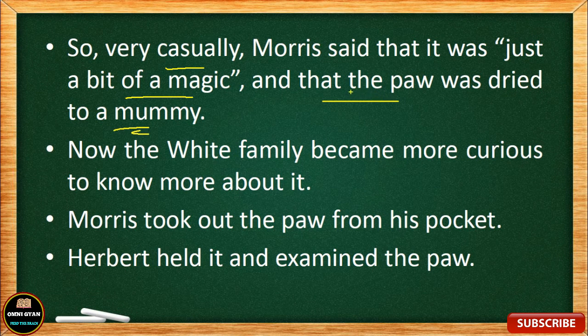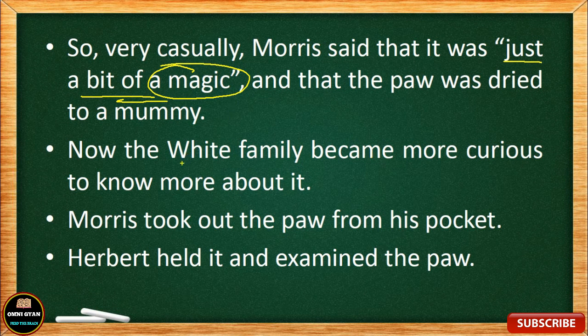Mummified मतलब उसको कपड़े से रैप करके कुछ केमिकल लगा के उसको जो है, it was dried to a mummy. Now the White family became more curious to know about it. तो White family और ज़्यादा curious हो गया. Why did they become curious? After hearing the word magic. Now these are lines from your textbook. Okay, I have used direct lines from the textbook, quotations from the textbook itself, so as to help you a little with your reference to the context also. So ये magic word सुन के, after hearing the word magic, the White family became more curious कि और बताइए क्या है magic, what is this?